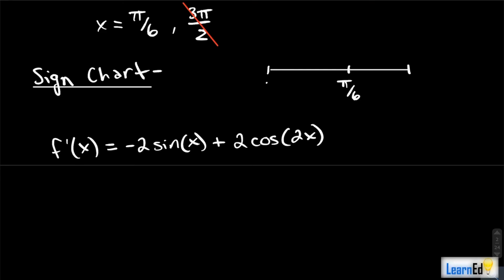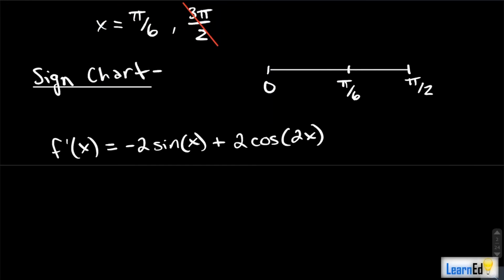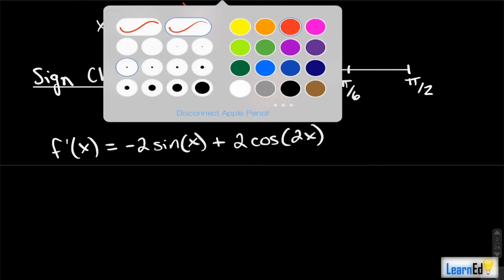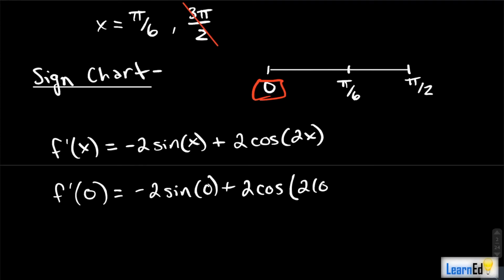Okay, and let's also keep in mind our interval here from 0 to pi over 2. Okay, so we know where we're going up to. So let's pick a value less than pi over 6 and greater than or equal to 0, and I'll pick 0 for this. It'll be a nice number to work with. f prime of 0 equals negative 2 sine of 0 plus 2 cosine of 2 times 0, right? And this just ends up equaling 2.